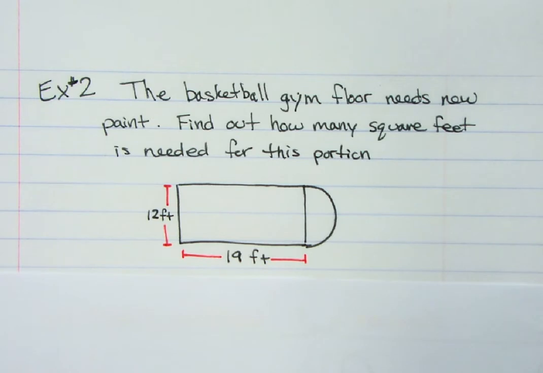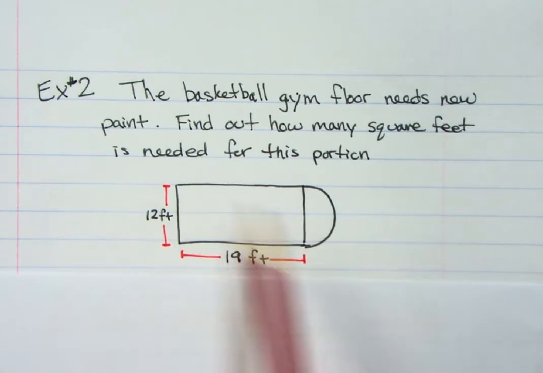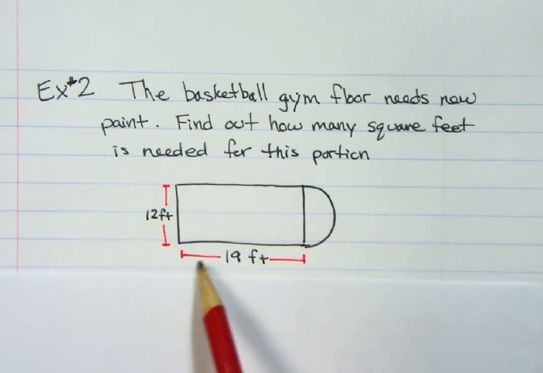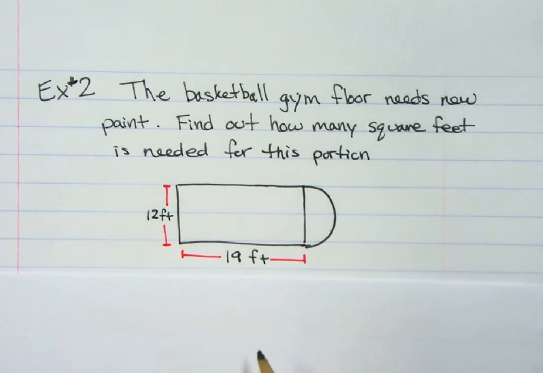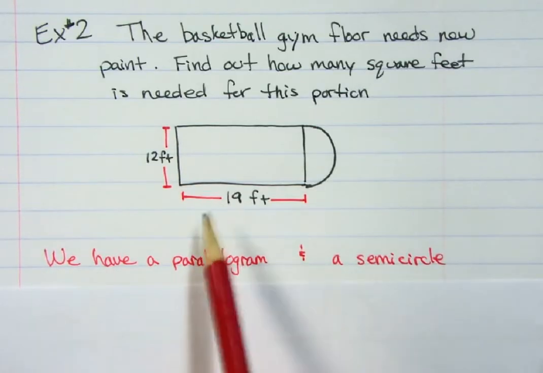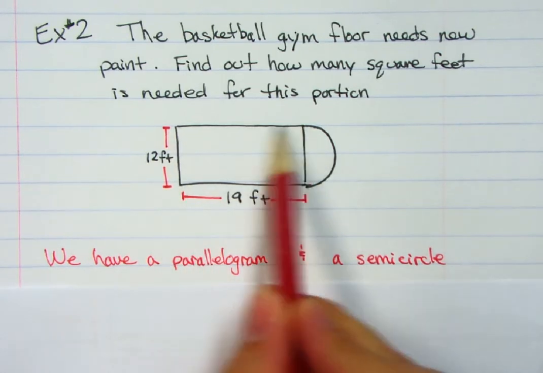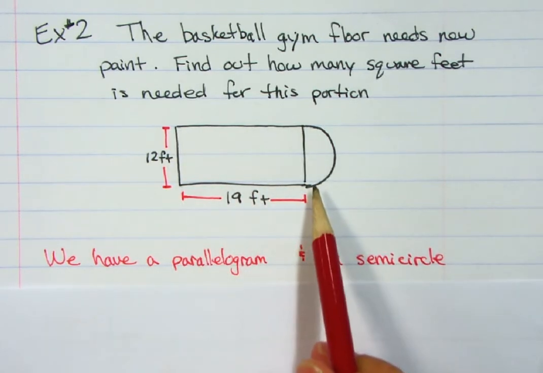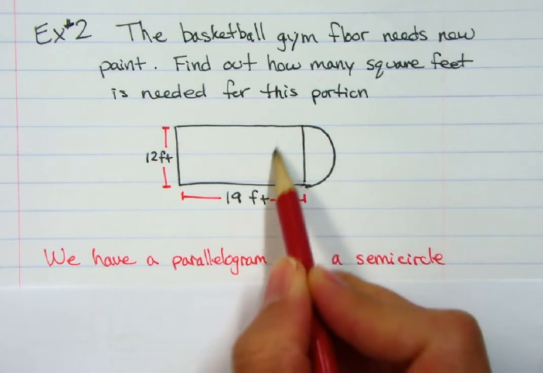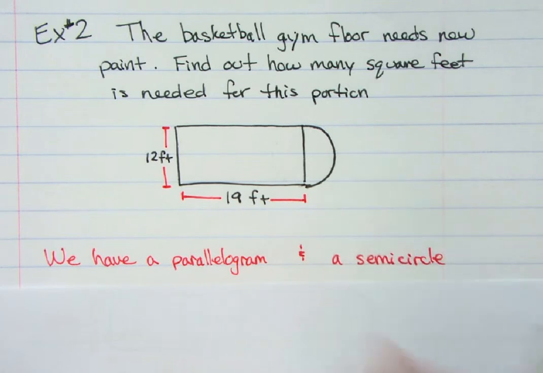All right, so next example, the basketball gym floor needs a new paint. Find out how many square feet is needed for this portion. Okay, so these are the measurements that I know. I know it's 12 feet right here, 19 feet from here to here, and that's all I know. Okay, so once again, I'm going to break this up. I know that I have a parallelogram, which is right here, this rectangle, and I have a semicircle. A semicircle, remember, is just half of a circle. So if I were to complete this, I would have a circle here, but only have half of it.